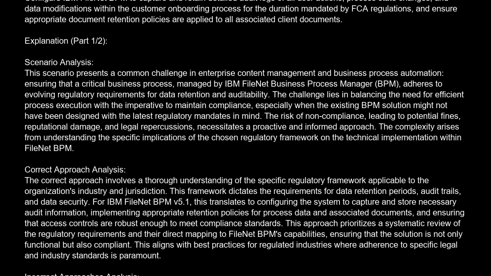For IBM FileNet BPM v5.1, this translates to configuring the system to capture and store necessary audit information, implementing appropriate retention policies for process data and associated documents, and ensuring that access controls are robust enough to meet compliance standards. This approach prioritizes a systematic review of the regulatory requirements and their direct mapping to FileNet BPM's capabilities, ensuring that the solution is not only functional but also compliant. This aligns with best practices for regulated industries where adherence to specific legal and industry standards is paramount.